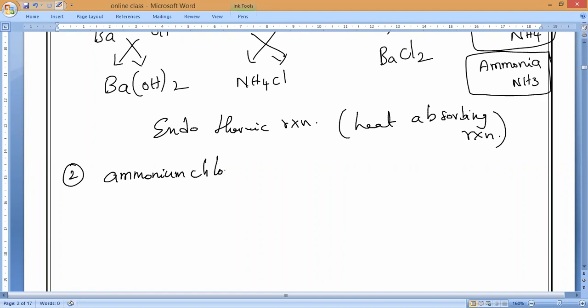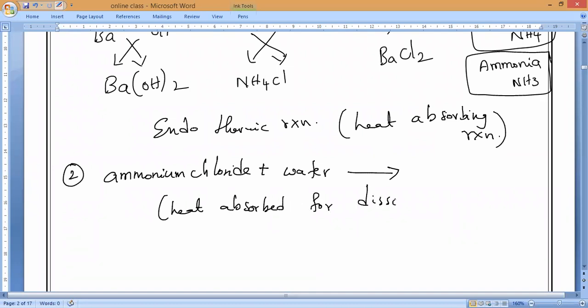Ammonium chloride. Okay. React with the water which has been taken in a beaker. Understand, Elmukel, Pradosh? Which has been taken in a beaker. Then you can see the beaker becomes very cold as heat is absorbed for dissolution of ammonium chloride in water. Do you understand? Heat is absorbed. There's a reason for water. Heat is absorbed for dissolution of ammonium chloride in water.